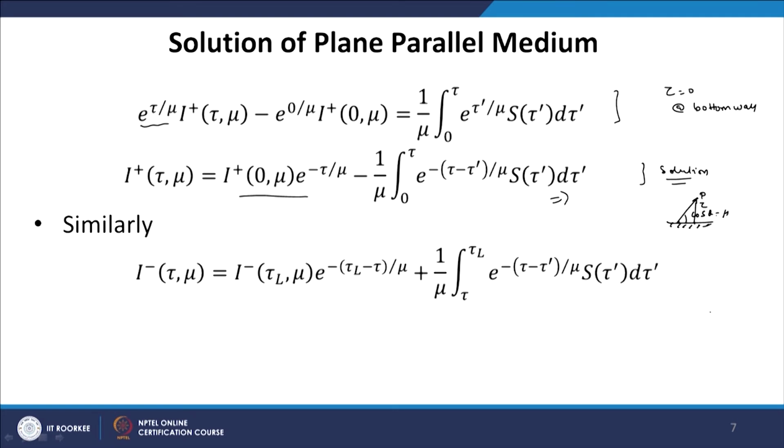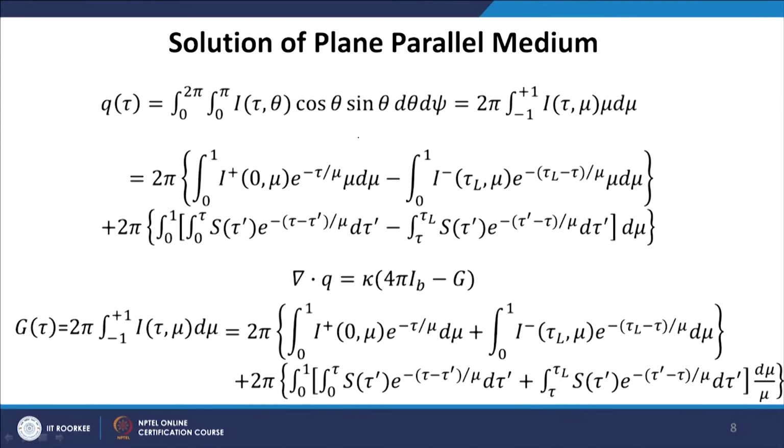Okay. So, similarly at point P, any radiation travelling from the upper plate, the top plate, at an angle θ will be moving in the downward direction. The intensity I⁻(τ, μ) will be equal to I⁻(τ_L, μ), that is the boundary condition at this point, times e^(-(τ_L-τ)/μ), plus 1/μ integrated over the source term. So, this is the equation of intensity in the two directions at point P, in the upward direction and in the downward direction.